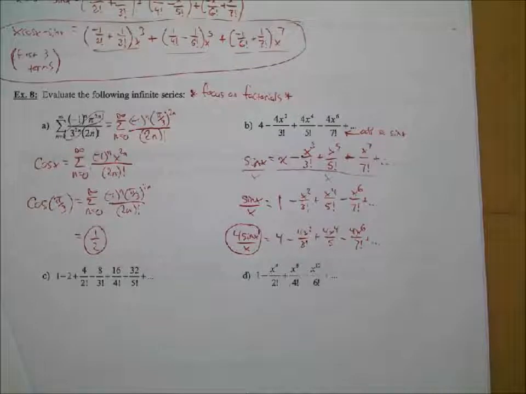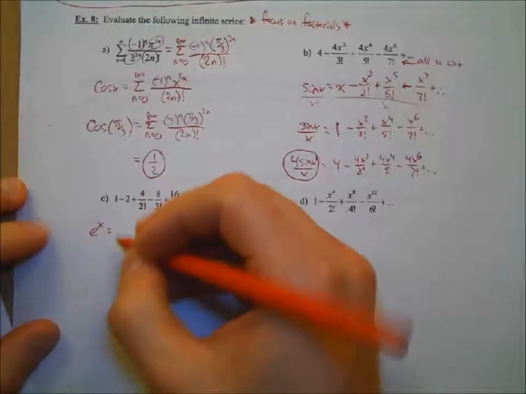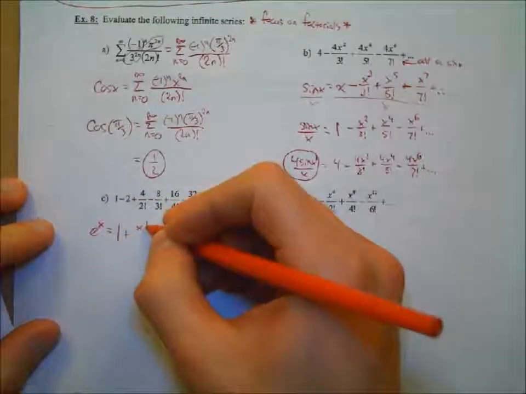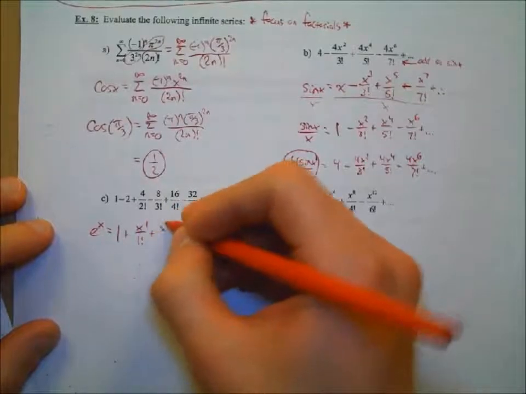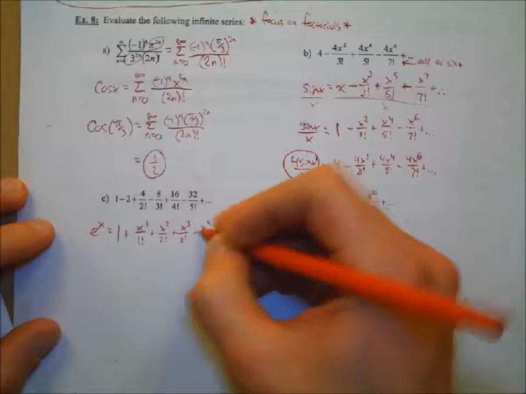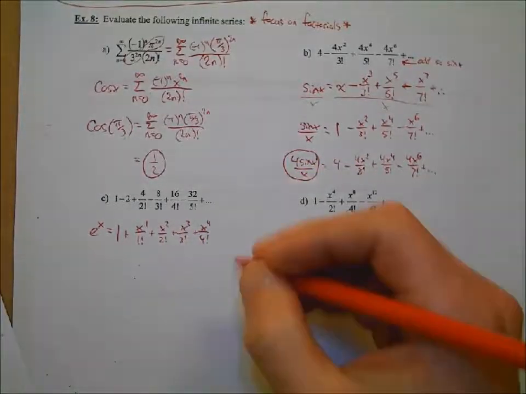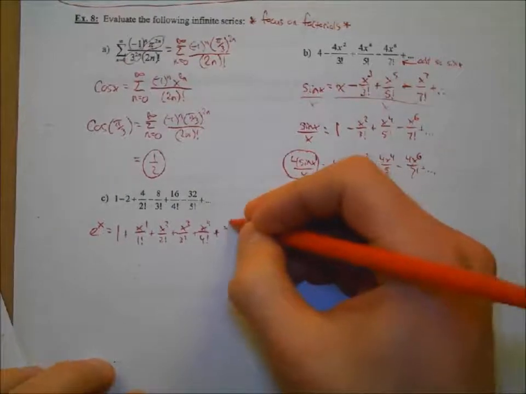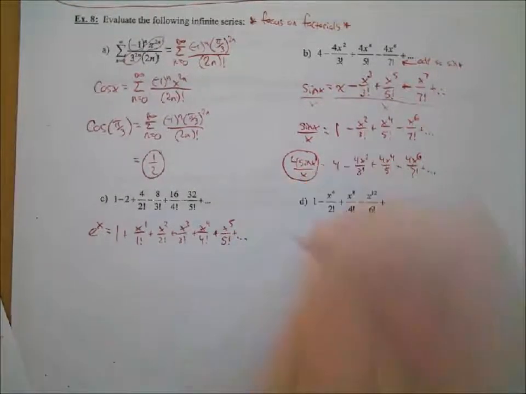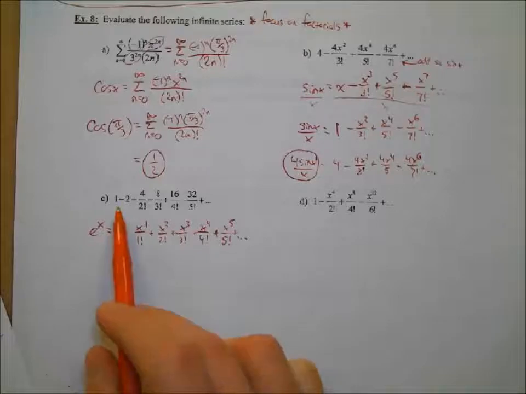Questions on any of that? So you guys go ahead and try C and D then, all right? Again, remember, we already established that C was e to the x, which is 1 plus x to the 1 over 1 factorial plus x to the 2 over 2 factorial plus x to the 3 over 3 factorial plus x to the 4 over 4 factorial. I'll do one more, x to the 5 over 5 factorial. See if you can figure out what the pattern would need to be in order to match this.